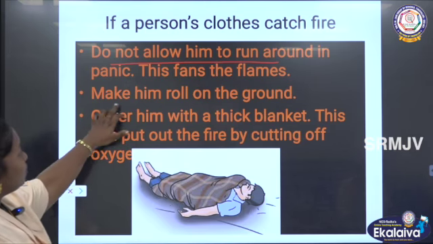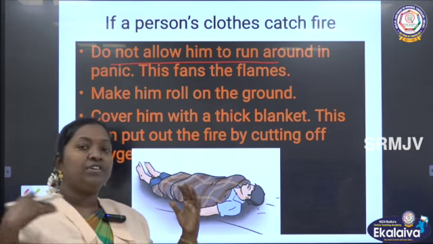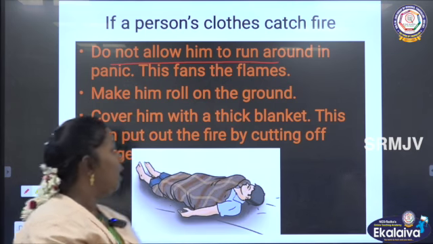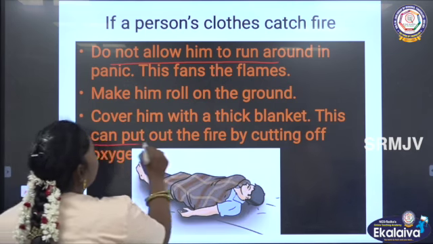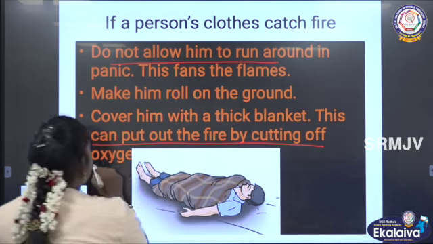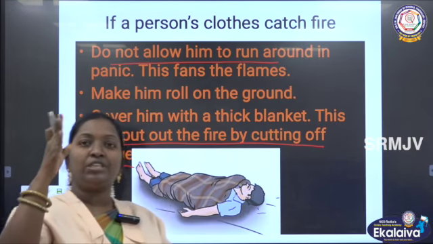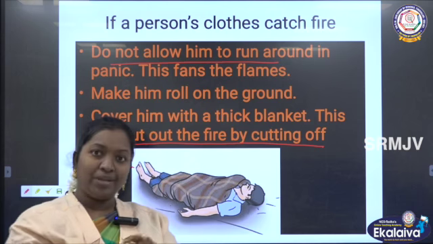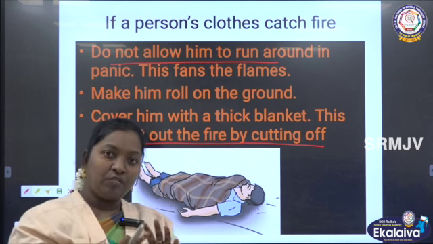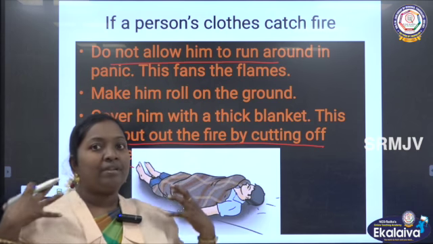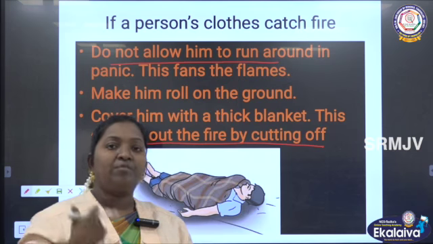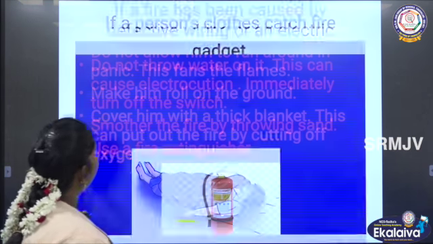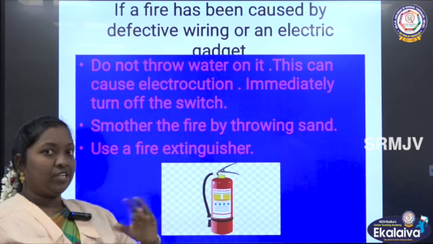Make them roll on the ground. First cover them with a blanket and make them roll on the ground. This will help put out the fire by cutting off the oxygen. When the oxygen supply is cut by covering the patient, the fire cannot continue to burn. This is how we can give treatment.